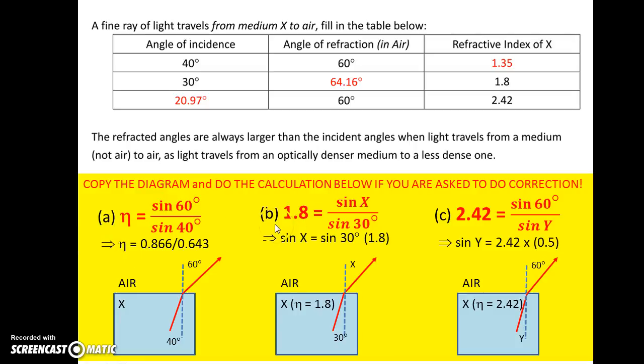Similarly, you may complete part B and part C as shown below. And let me remind you, if you are doing corrections, you should copy the diagram and finish the calculations below.